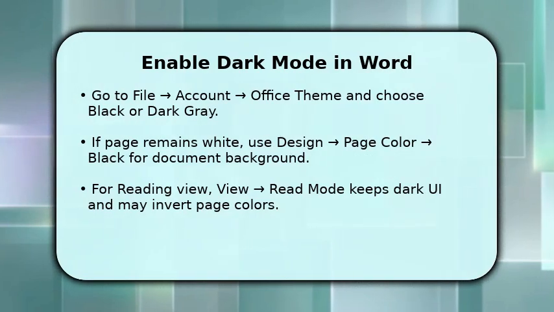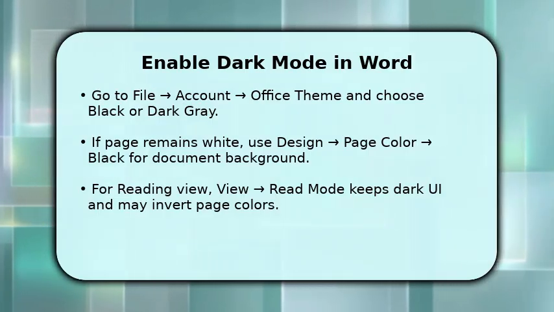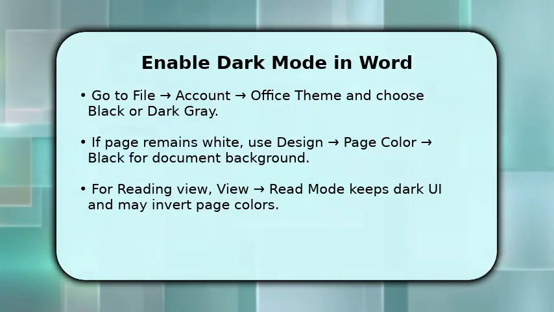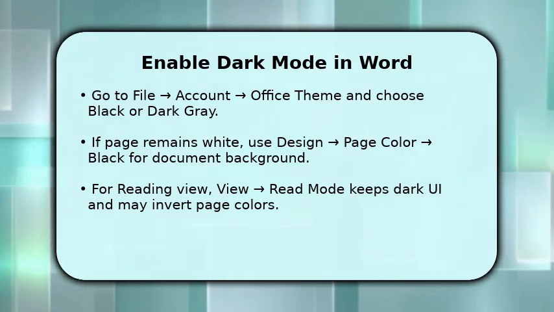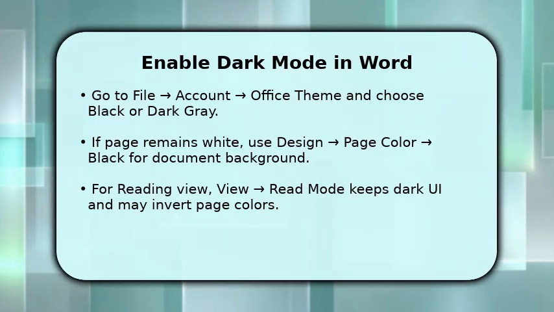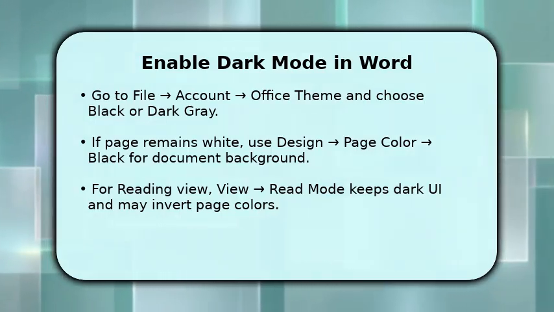Now you change the theme inside Word. Go to File, right arrow, Account and pick Office Theme, black or dark gray. That flips the UI immediately. If you want the page itself dark, use Design, right arrow, Page Color, right arrow, Black. Note that this is a visual change and can affect printing, so use with caution.